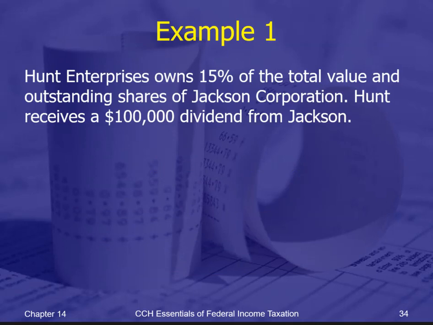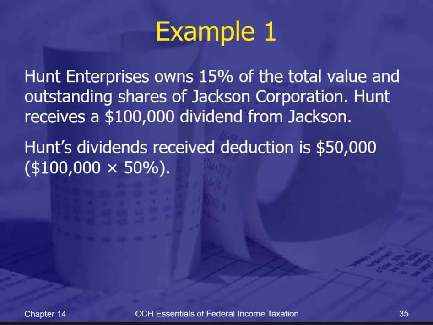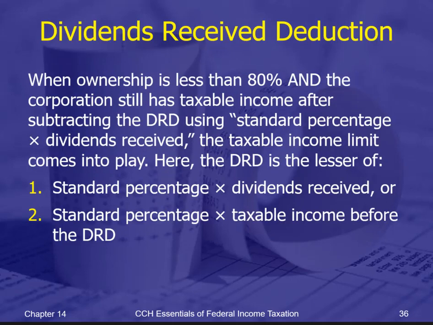So 15% ownership, receive a $100,000 dividend. Looking on our chart, that is a 50% range. So they would record $100,000 of revenue added to whatever other revenue they have. Then when they take their deductions, one of the deductions they'll be able to take is half of the dividends received, $50,000. Now, remember this only applies for less than 80% ownership, because over 80% it's a 100% dividends received deduction.